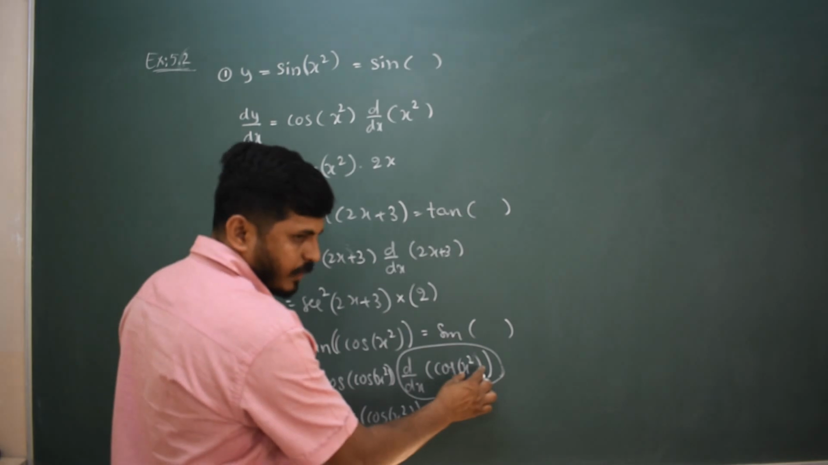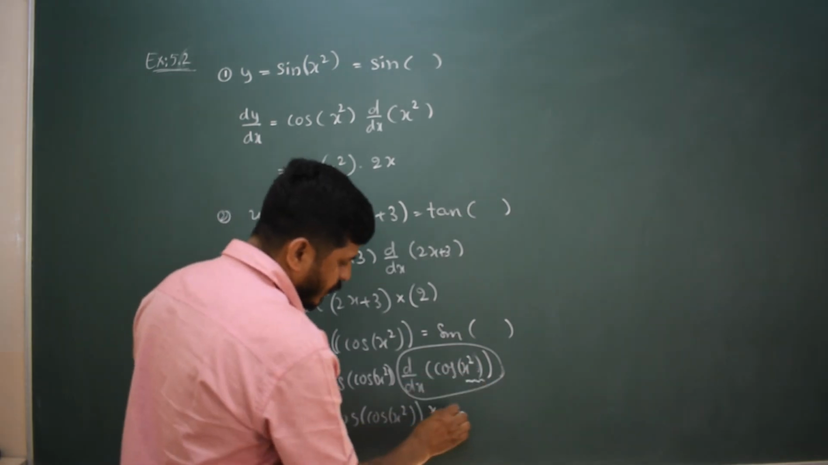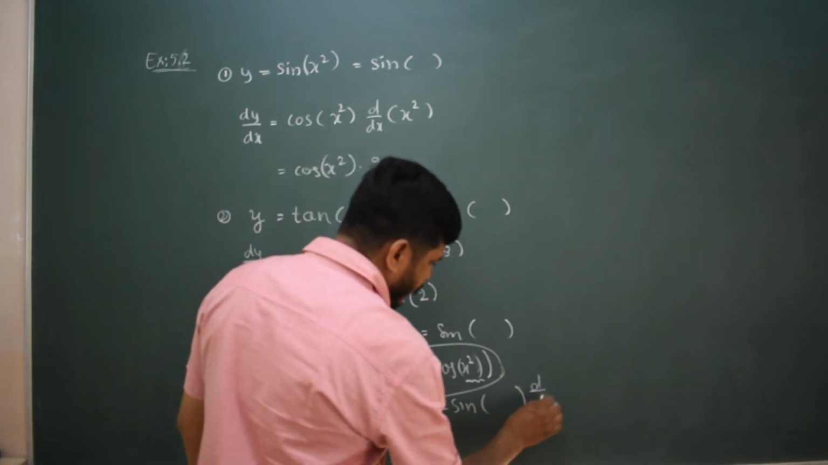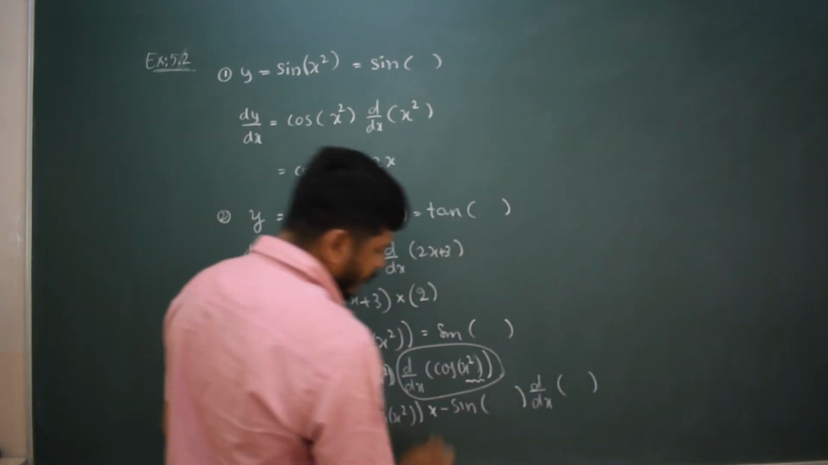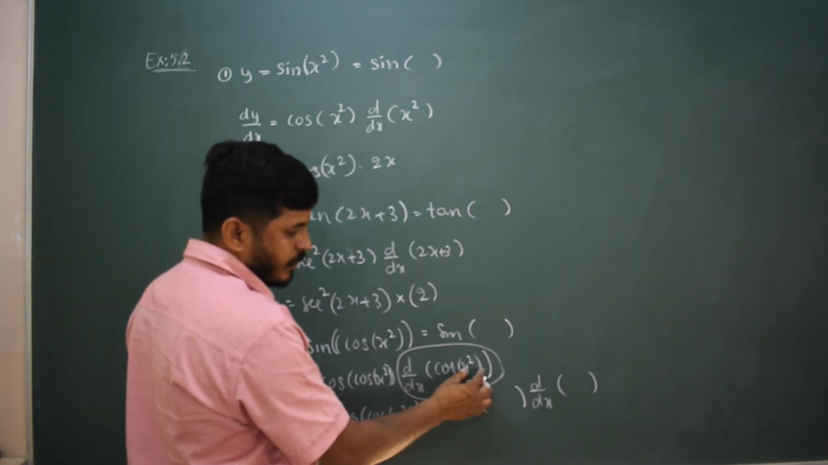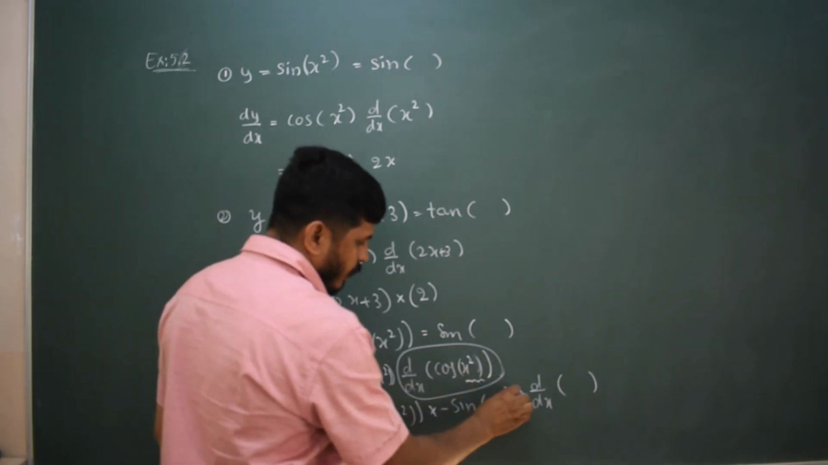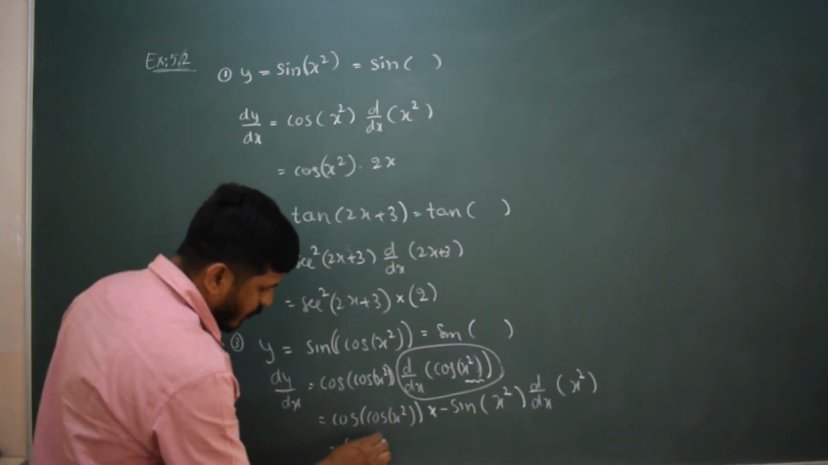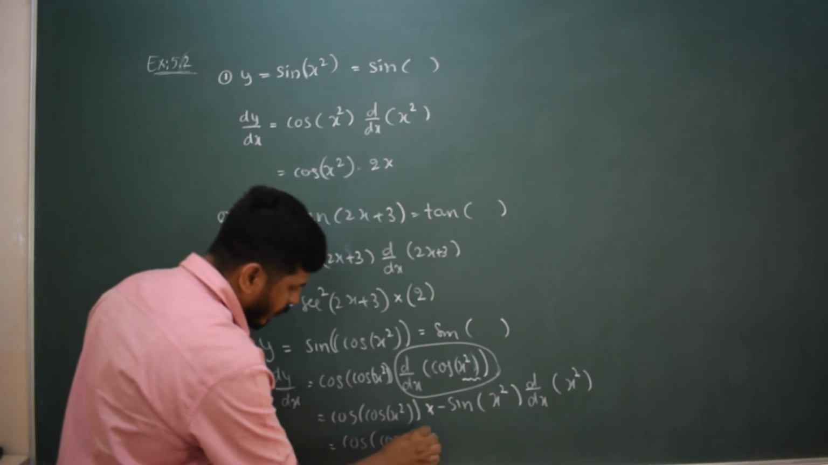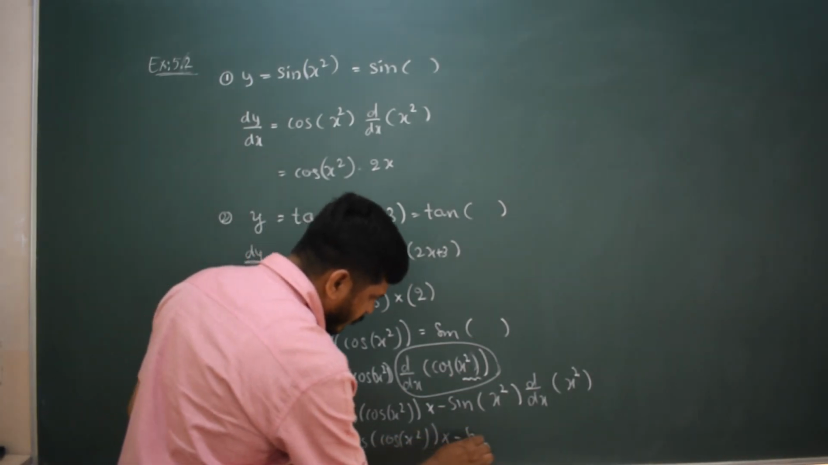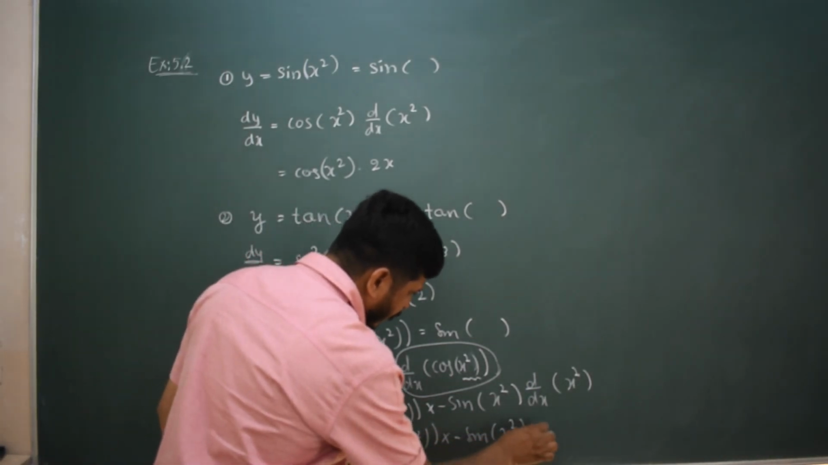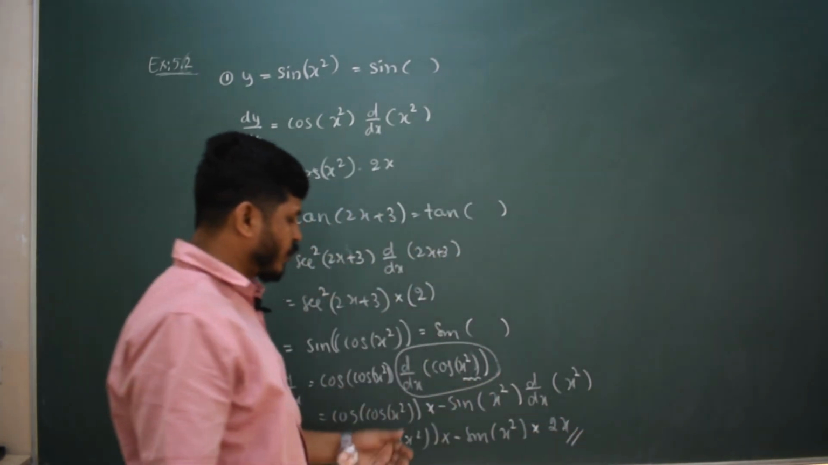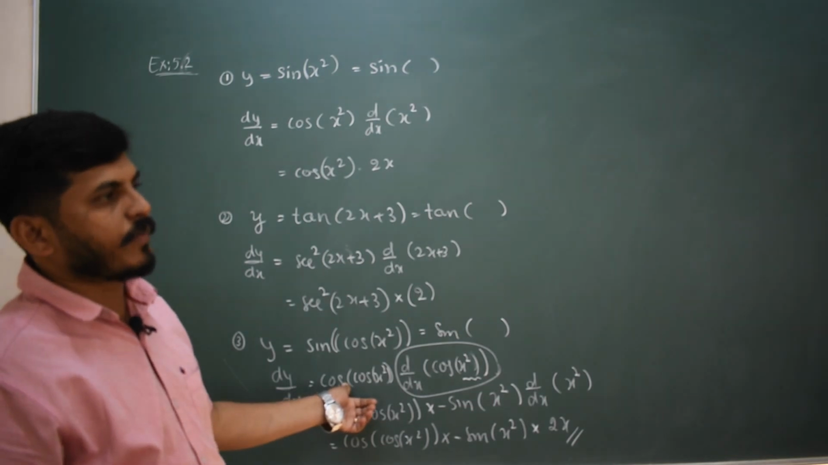This is cos of something. What is the differentiation of cos of something? Minus sine of something into differentiation of something. What is something here? For cos, x square is the something. That's equal to cos of cos x square into minus sine of x square into differentiation of x square, which is 2x. Means we can use the chain rule n number of times.